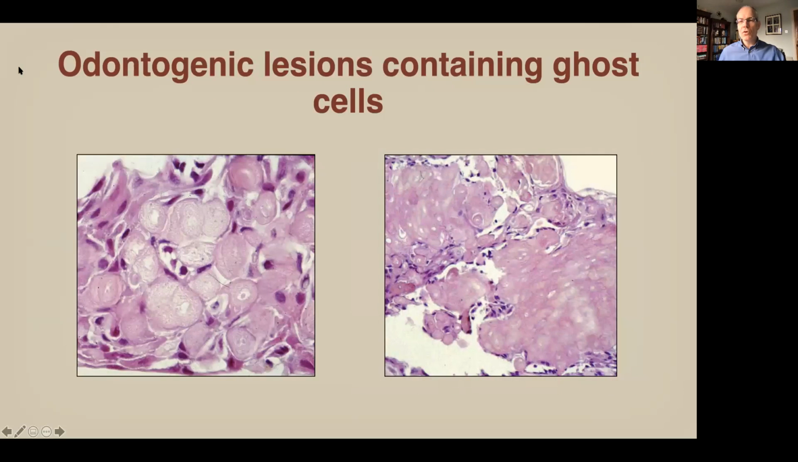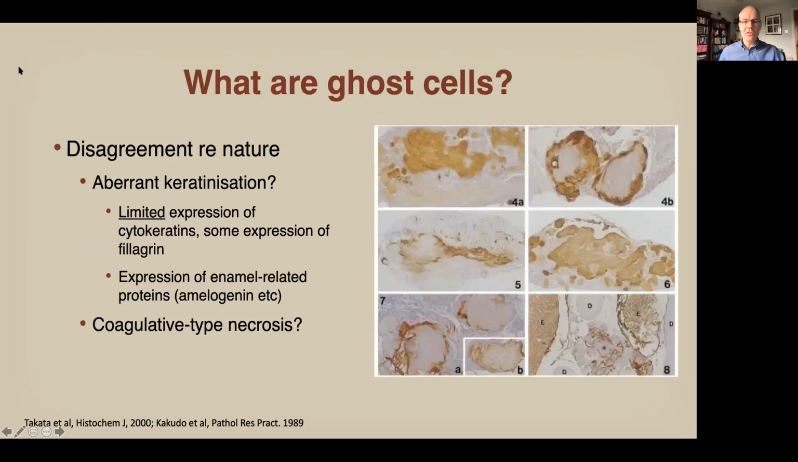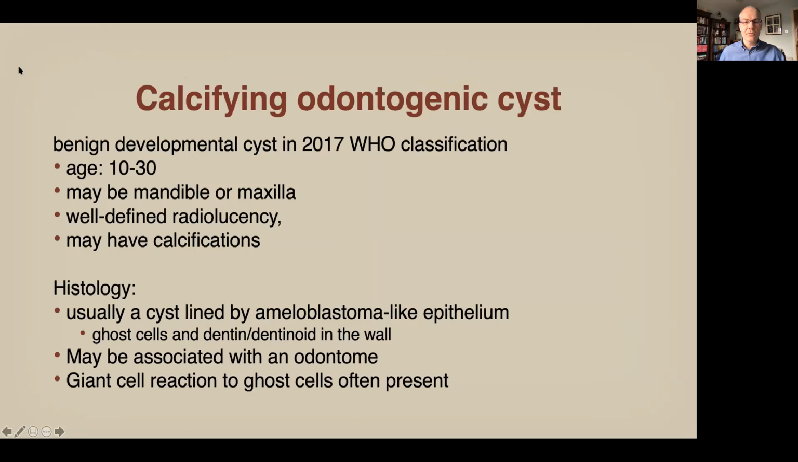Very quickly, let's move on to ghost cells, and this is another area of challenge with these cells which are present sometimes in a number of odontogenic lesions. So what are ghost cells? Well, there's a little bit of controversy about this. Are they aberrantly keratinized cells? There seems to be very little good evidence for that. And in fact, most of the proteins which have been identified in these cells are enamel-related proteins. Others have suggested it's a coagulative type of necrosis.